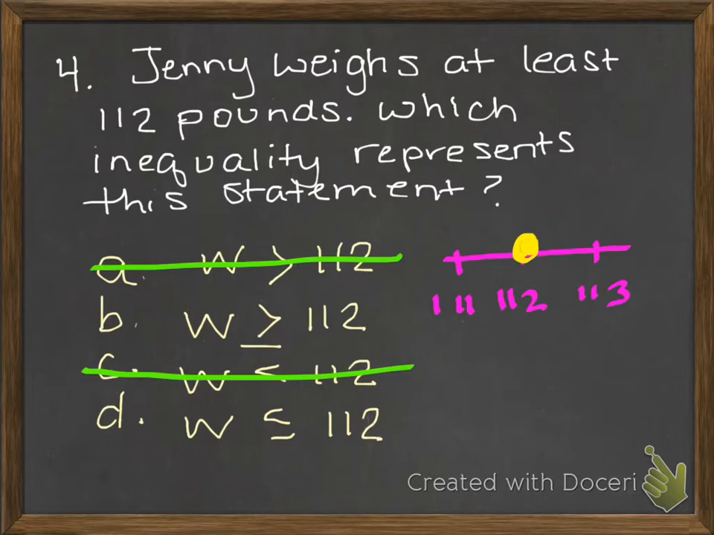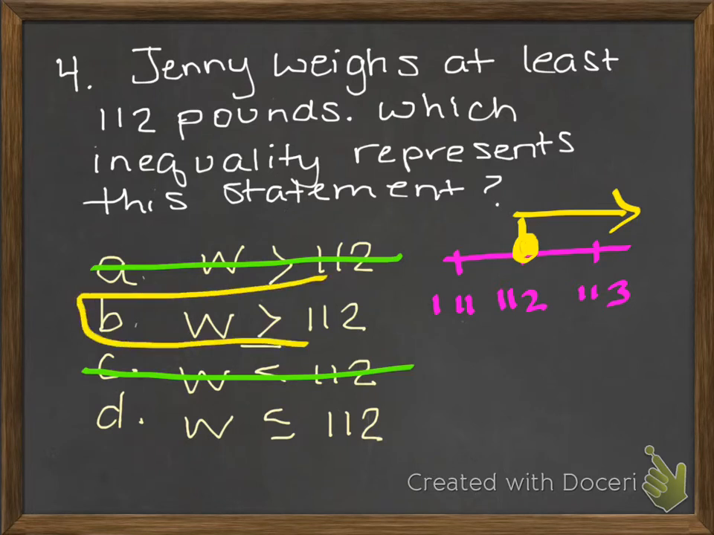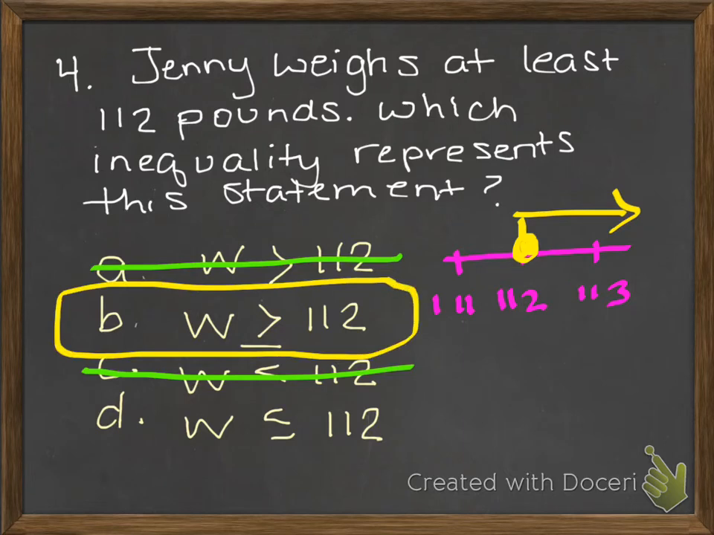And we're asking, is 113 at least 112, or is 111 at least 112? Well, it's going to be 113, because that's greater than. So "at least" means she can be more than, but she can't be less than. So the correct answer then would be B, which is W is greater than or equal to 112.